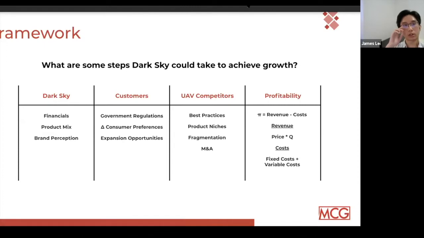Great. So I want to walk through my approach and how I'm thinking through this problem. So in considering this, I'm really looking at 4 main categories. Dark Sky, our client itself, some of the customers that we've had historically, competitors in the UAV space, as well as the general profitability of the company, as well as the Assessor. Speaking about Dark Sky specifically, I want to know about the general financial situation, whether we're well capitalized and whether or not we're in a position to either launch new products or pivot the current Assessor product. Again, related to that, I want to know about our current product mix.